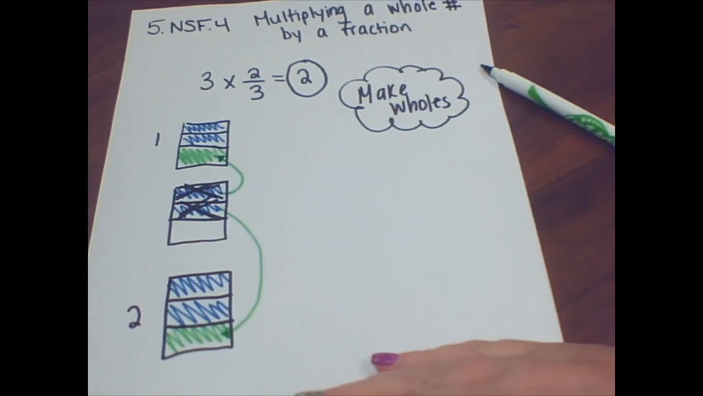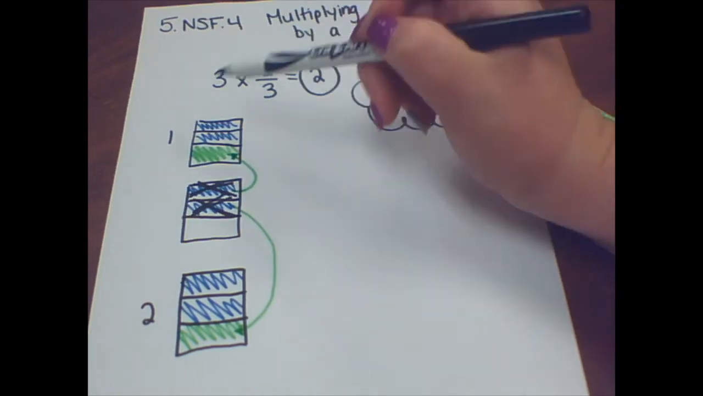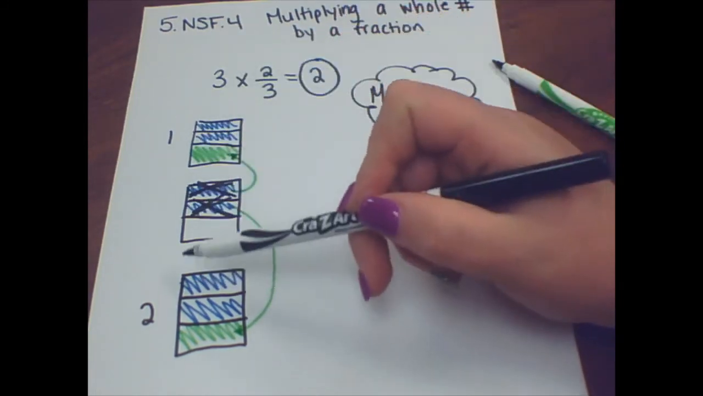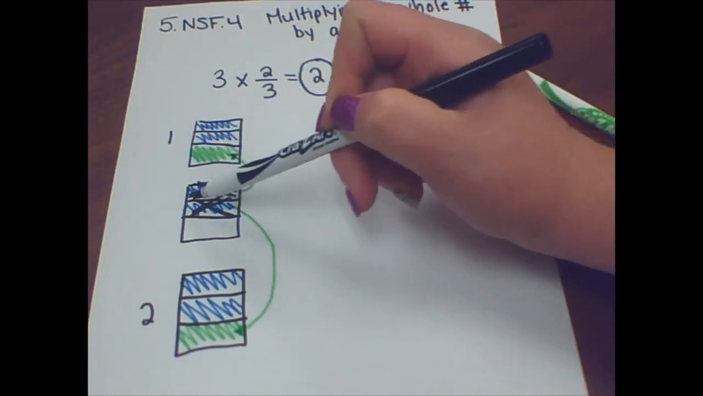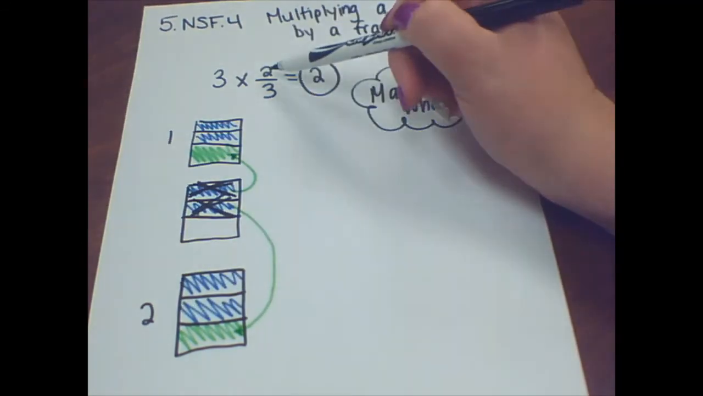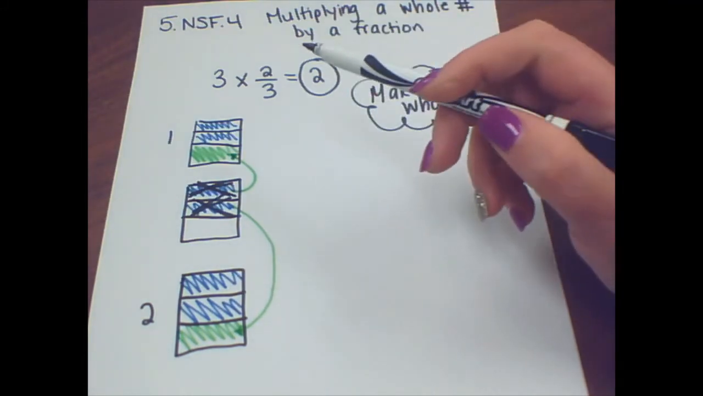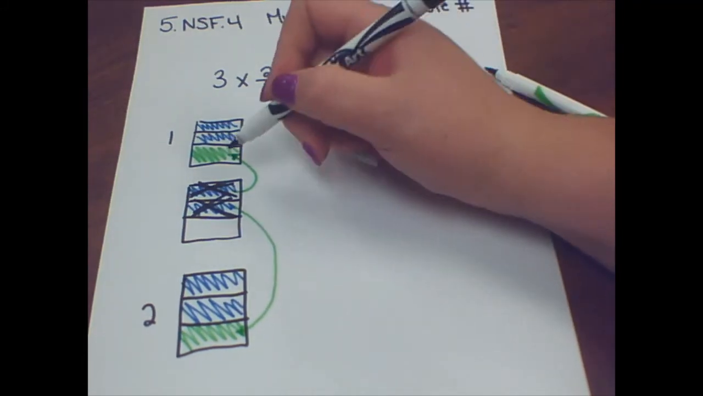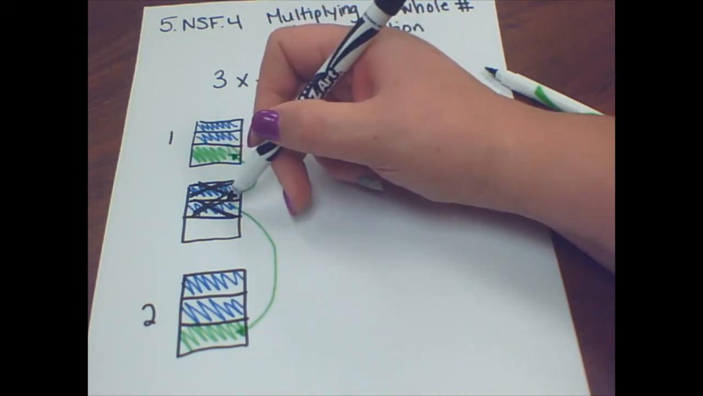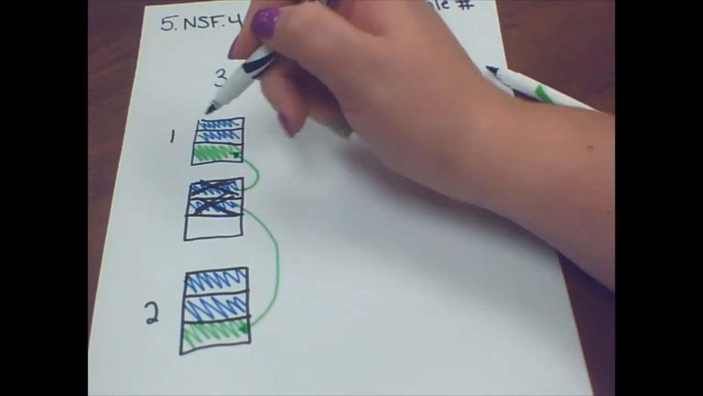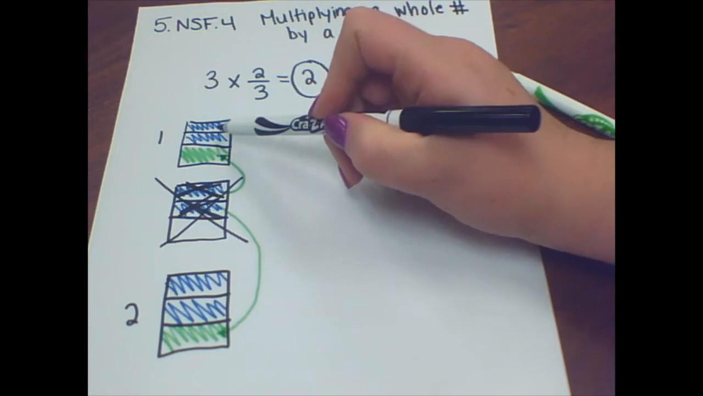So remember, whenever you are multiplying a whole number times a fraction, you start by drawing the 3 wholes, just like we did. I split them into the denominator, which was thirds. And then I went ahead and I shaded 2 parts of each whole. Then my goal was to make a whole. So I took this shaded part and moved it up there to make 1 whole. And I took this shaded part and moved it down here to make 1 whole, which meant eventually I had nothing left here, which left me with only 2 wholes.